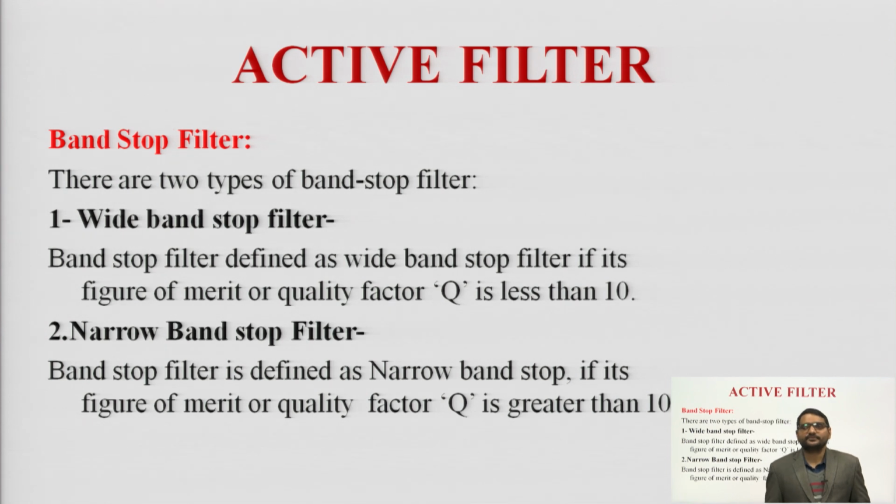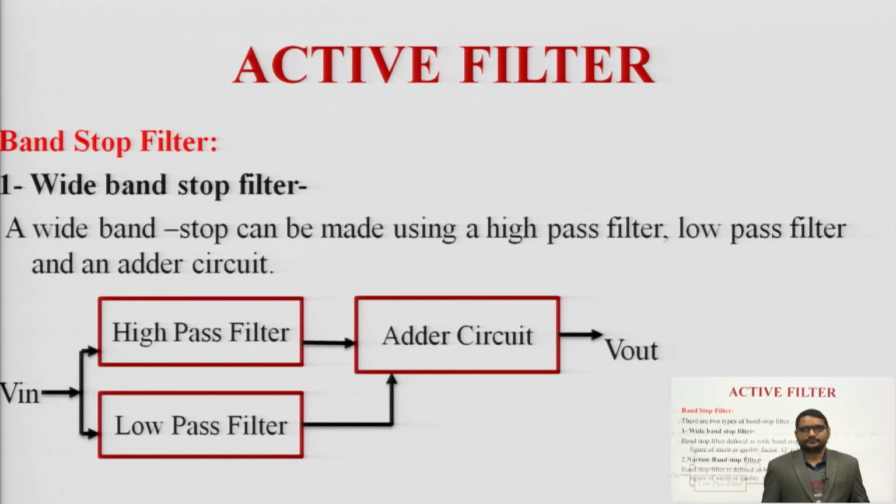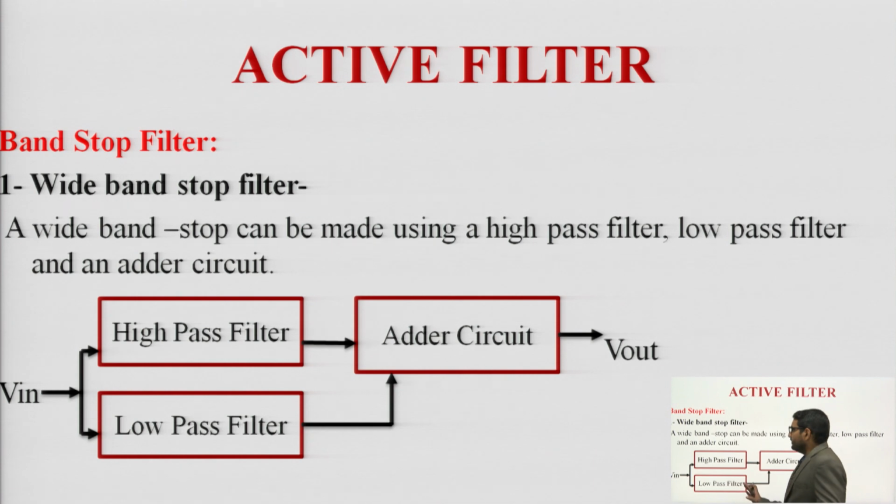If you consider the categories of band stop filter, there are two types. One is the wide band stop filter and the second one is the narrow band stop filter. If the quality factor is less than 10, it is defined as the wide band stop filter. If q is greater than 10, it is defined as the narrow band stop filter. Next, first we consider the wide band stop filter. And what is the basic concept for designing a wide band stop filter?